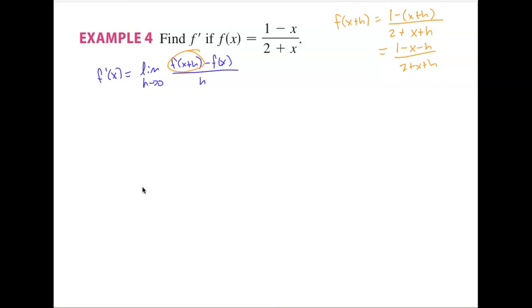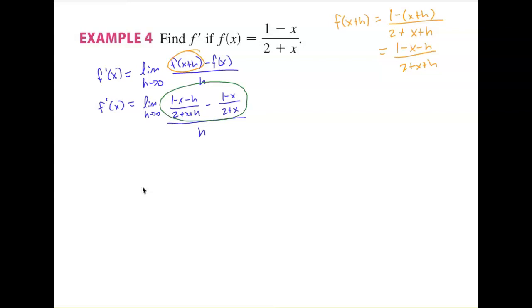All right, so we're ready to get back to our derivative. So this is 1 minus x minus h over 2 plus x plus h minus 1 minus x over 2 plus x, over h. Right, so again, if you just at this point try to do the direct substitution of 0 in for h, you will end up with 0 over 0.